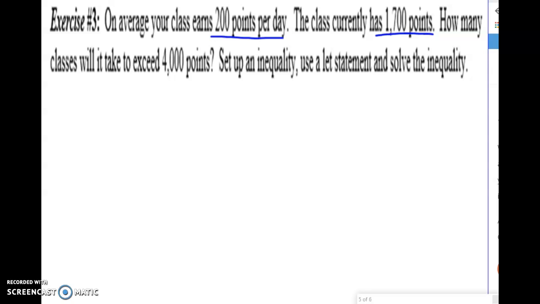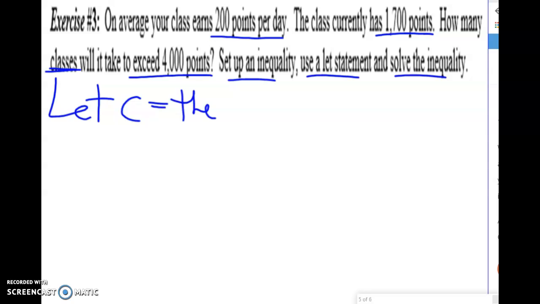How many classes will it take to exceed 4,000 points? Set up an inequality, use let statements, and solve the inequality. All right, well, I'm going to go right to the let statement. The let statement is always based on what we don't know. How many classes? Okay, so let's let C equal the number of classes.